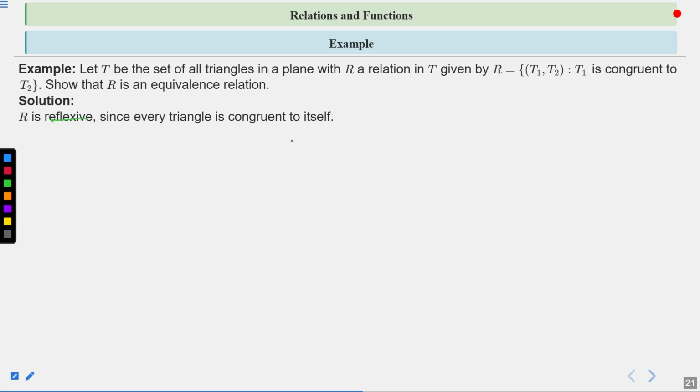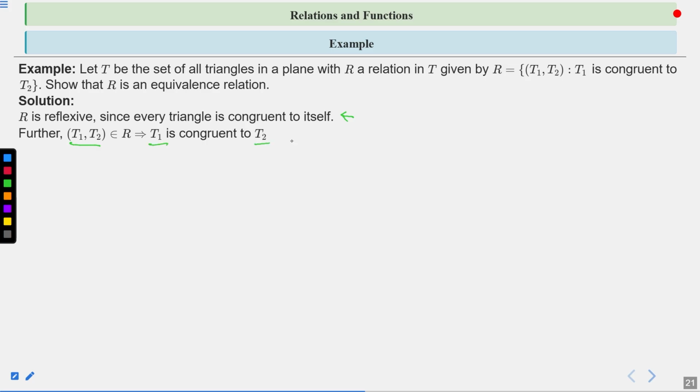Reflexive. We know that every triangle is congruent to itself, so by definition, T1 comma T1 belongs to R. Clear? Now, for the second condition, if T1 comma T2 belongs to R, meaning T1 is congruent to T2.